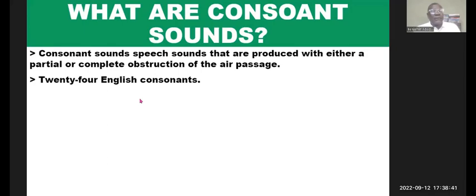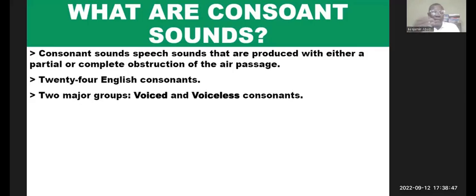Then let's look at other things. There are 24 English consonants. We are going to look at them. And there are two major groups, voiced and voiceless consonants, which is actually what we want to talk about in today's lesson.